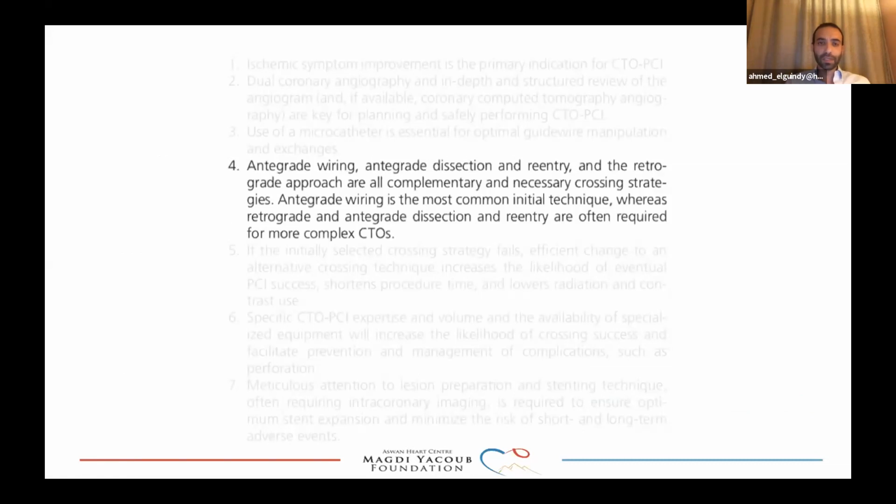Perhaps one of the fundamental things or the key components is understanding that it really takes all four strategies for a reasonably high success rate with CTO PCI. So you want to grade your antegrade wiring skills, which is our bread and butter almost in every PCI, but mastering antegrade dissection re-entry and the retrograde approach, they're all complementary and necessary in securing a high success rate. While antegrade wiring is most commonly used as the initial strategy, retrograde and ADR are often required for more complex CTOs, and in such scenarios, they are not infrequently used as the primary approach.